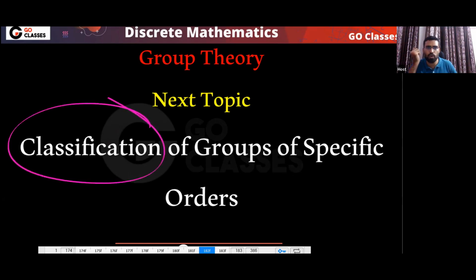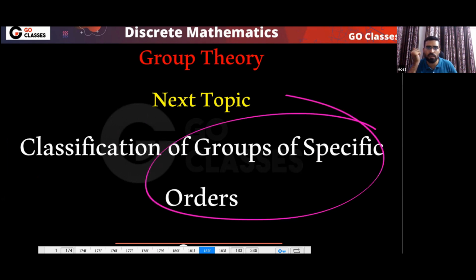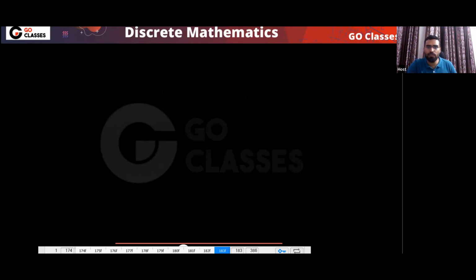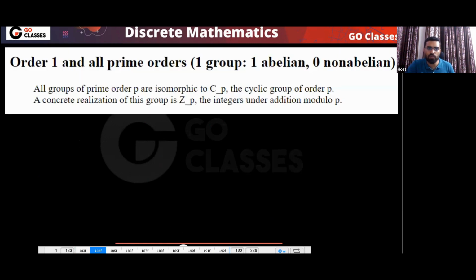So, classification of groups of specific orders. First you tell me, if you have a group of prime order, then what can you say about it? If you have order 1 or all prime orders, then I can say it is abelian. It is cyclic also. Yes, very good.